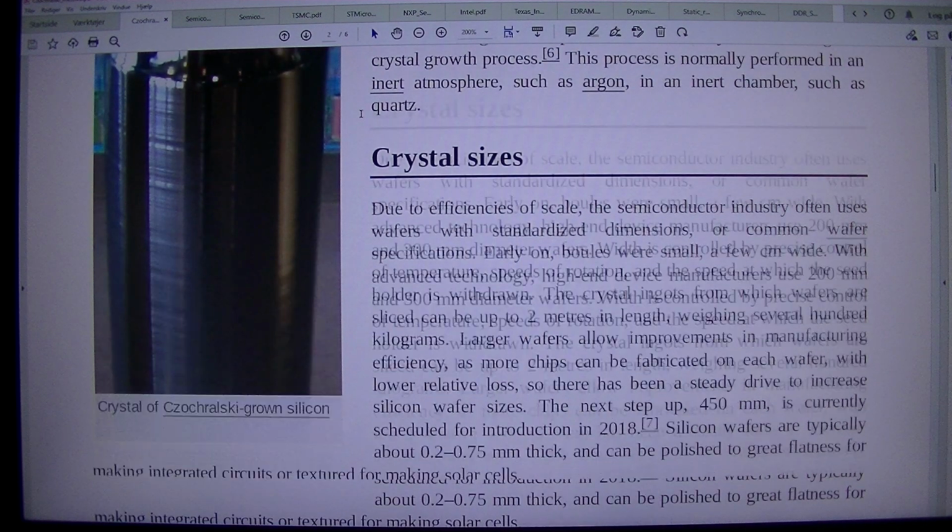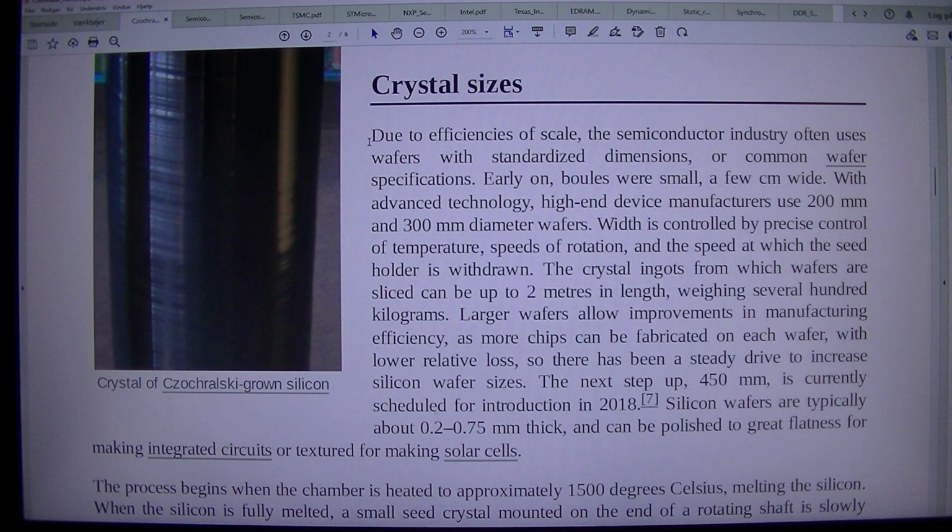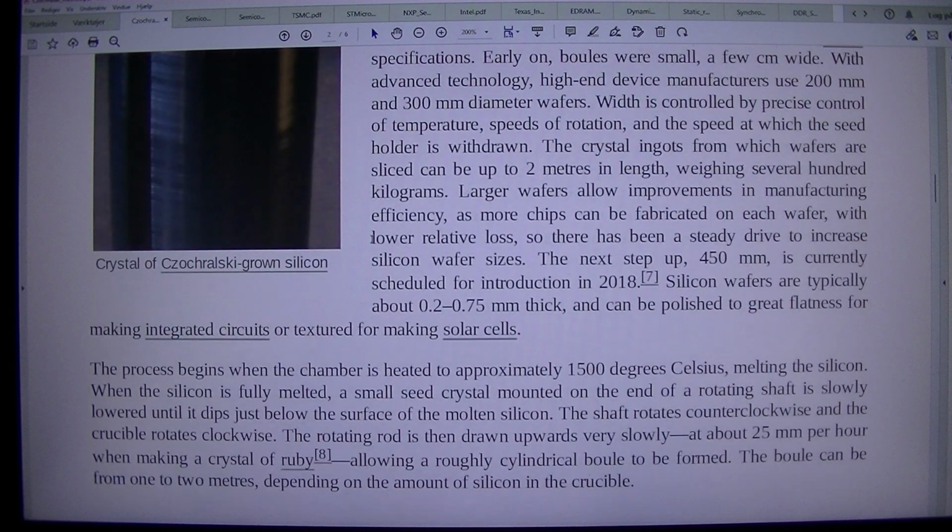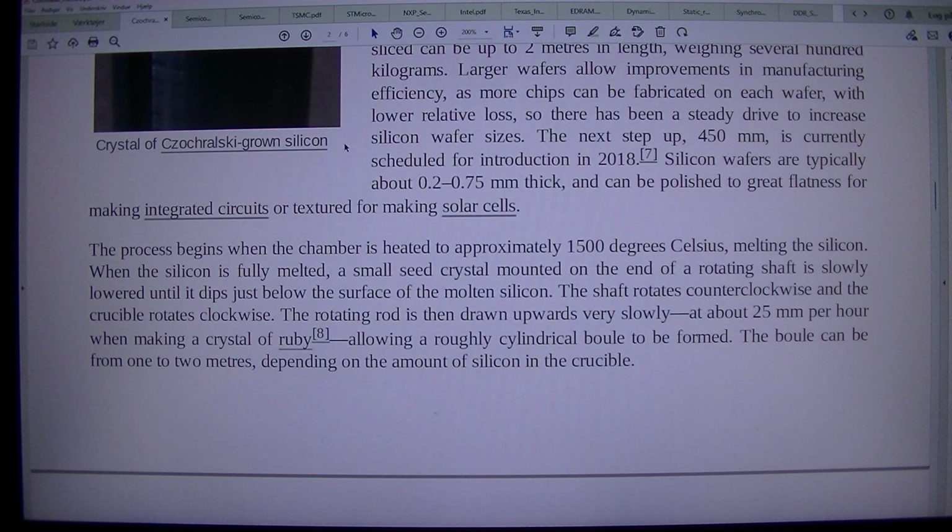Crystal sizes. Due to efficiencies of scale, the semiconductor industry often uses wafers with standardized dimensions, or common wafer specifications. Early on, boules were small, a few centimeters wide. With advanced technology, high-end device manufacturers use 200 and 300 mm diameter wafers. Width is controlled by precise control of temperature, speeds of rotation, and the speed at which the seed holder is withdrawn. The crystal ingots from which wafers are sliced can be up to 2 meters in length, weighing several hundred kilograms. Larger wafers allow improvements in manufacturing efficiency, as more chips can be fabricated on each wafer, with lower relative loss, so there has been a steady drive to increase silicon wafer sizes. The next step up, 450 mm, is currently scheduled for introduction in 2018.